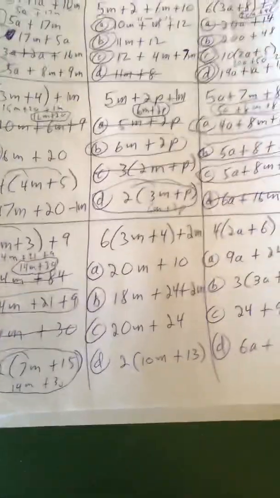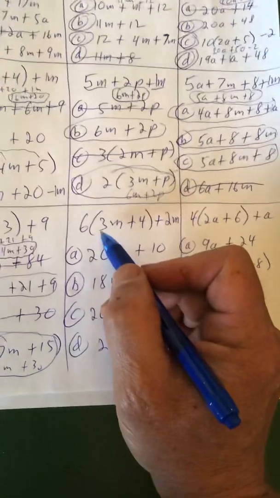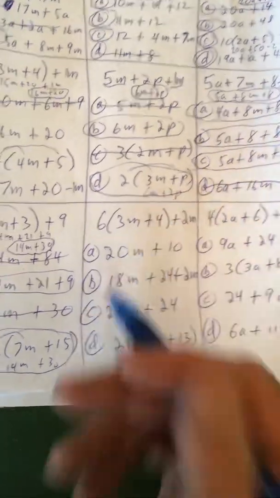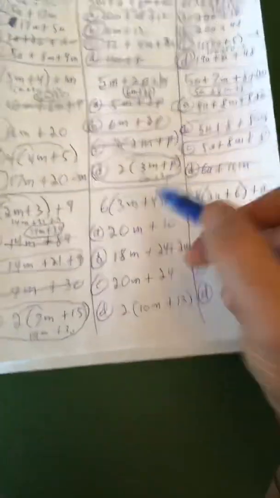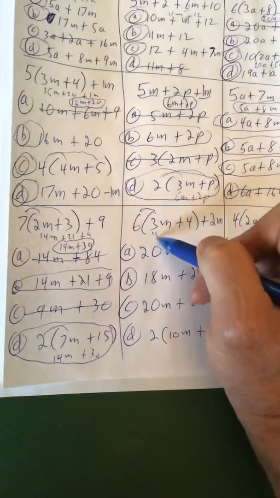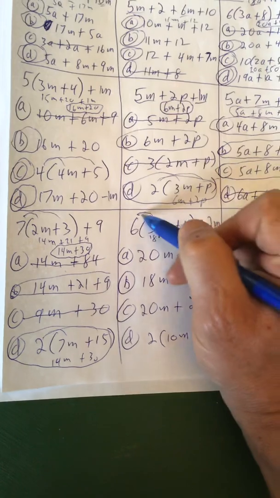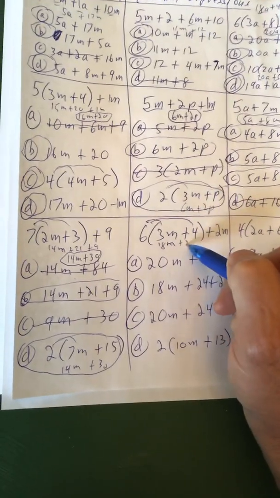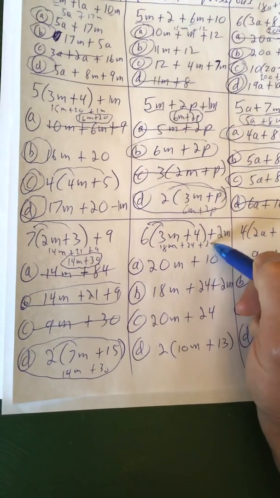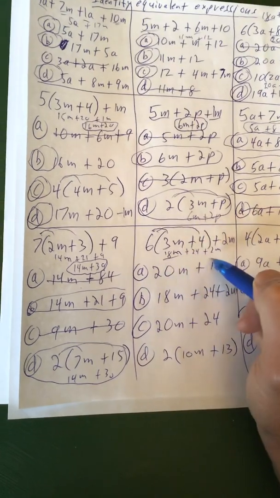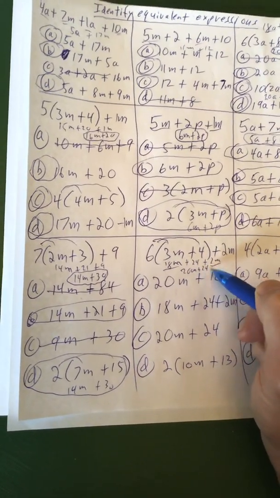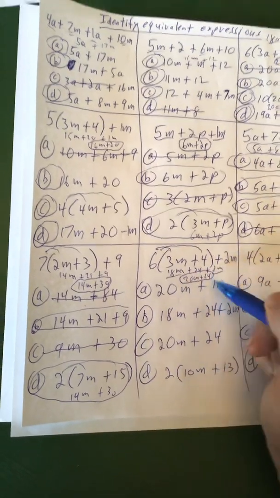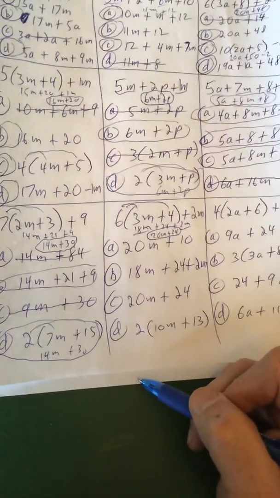All right, here's number 8. So hit pause, copy and go. I'll try and hold still here. All right, so I'm going to go. So this is 18m, and that's plus 24, and then plus 2m. And 18m plus 2m is 20m plus 24. That's what I'm looking for, or something equivalent to that.